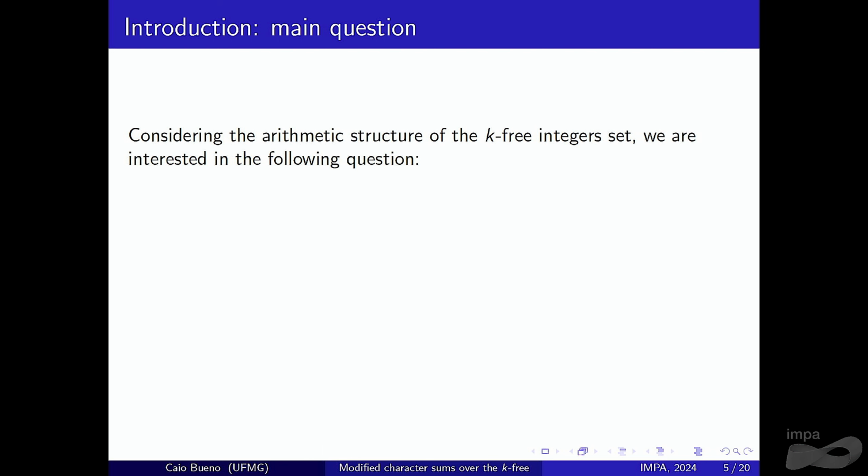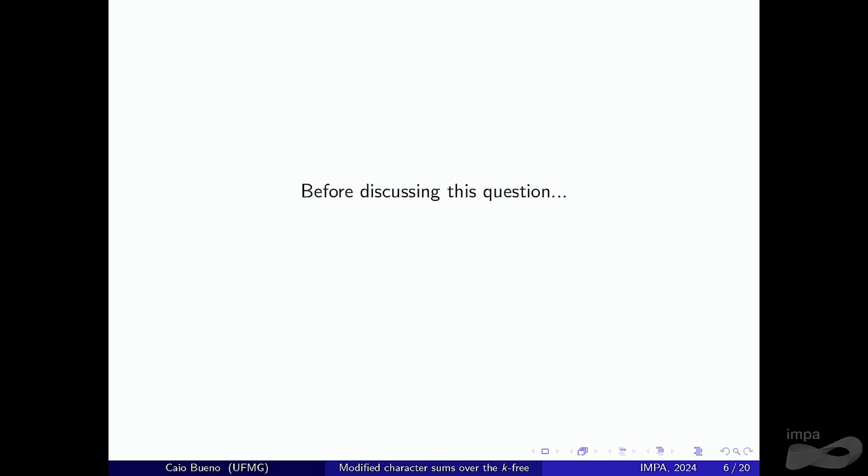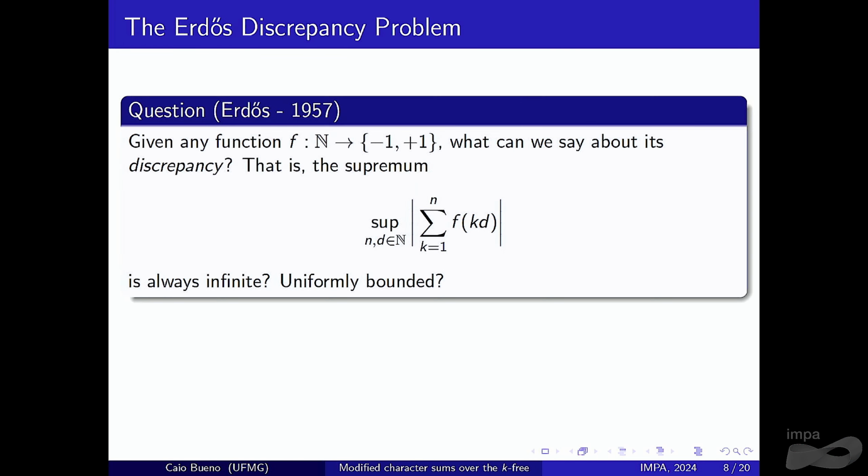So consider the k-free set. We are interested in the following question. For which values alpha greater than 0 can we find a multiplicative function that satisfies these hypotheses? f has support on the k-free integers. At prime numbers, it takes values plus or minus 1, and its partial sums oscillate at most like x to the power alpha. So before discussing this, let's try to motivate why we are asking this question.